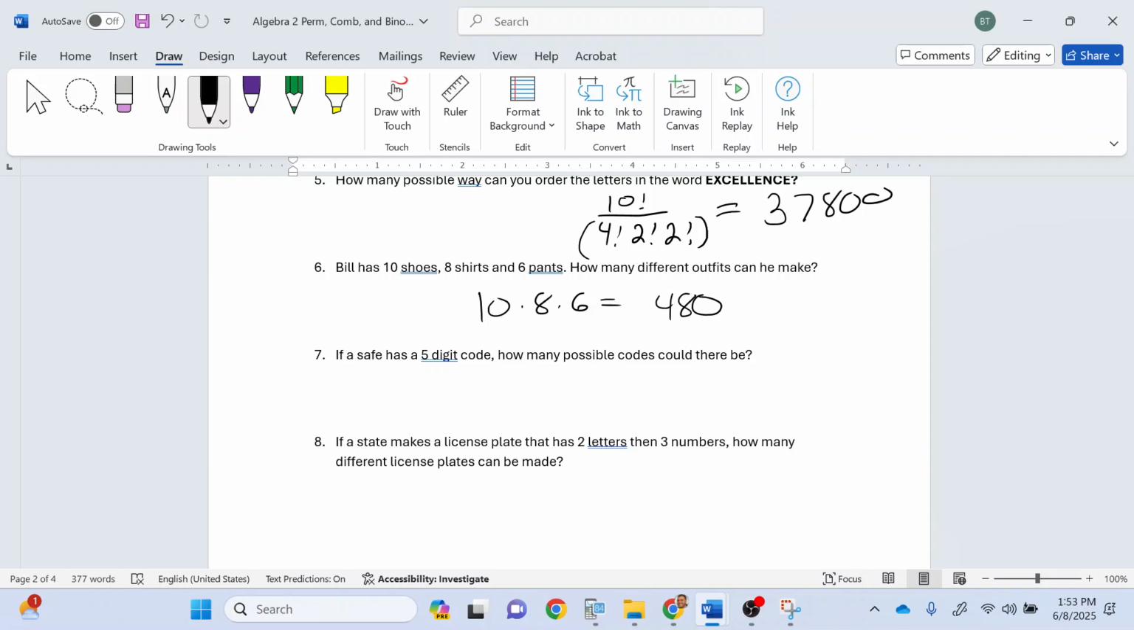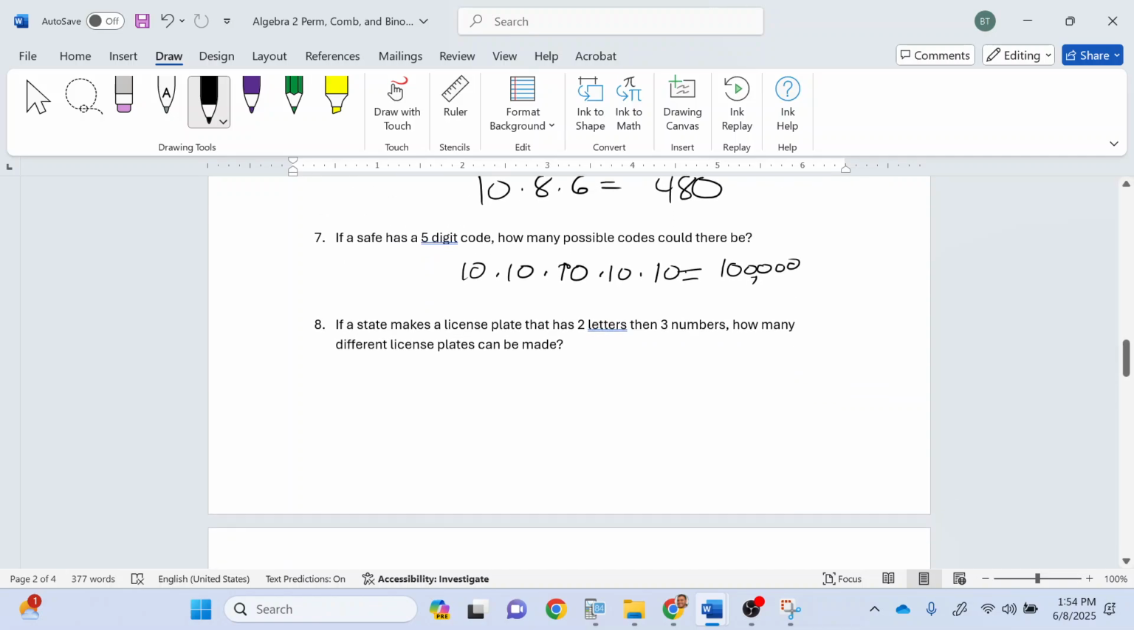Over here, you have a 5-digit code. Let me restart. You have 10 options on the first digit. Then you have 10 options on the second digit, 0 to 9, 10 options on the third digit, 10 options on the fourth digit, and 10 on the fifth. It's 10 to the 5th power, which is 1 followed by 5 zeros. So there are 100,000 different numbers you can make.